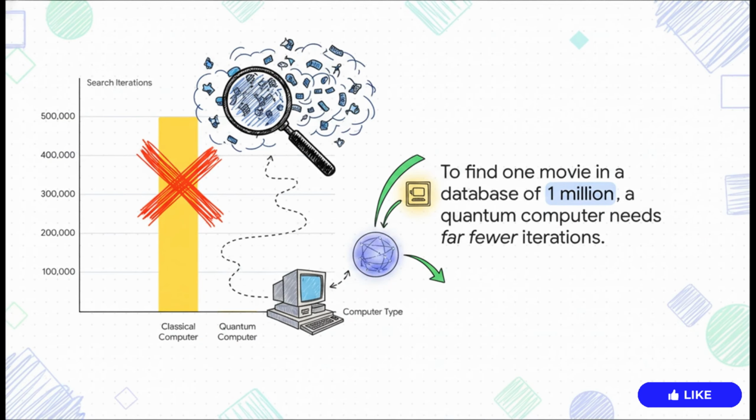And this chart, wow. This just shows you the mind-boggling scale of the speed-up. To find one item in a million, a classical computer could need on average 500,000 tries. The quantum computer, it needs only about 1,000. That is a truly game-changing advantage.